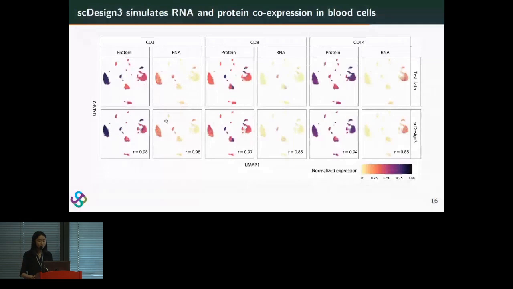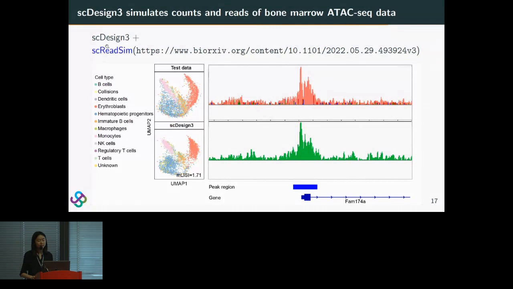Finally, another student, Guang Ao, developed this read simulator. Coupled with our scDesign3 for count simulation, it can generate sequencing reads for benchmarking low-level tools like the peak-calling tools or UMI deduplication tools. This one shows that for single-cell ATAC-seq, we can mimic the counts well, and we can also mimic the read coverage pretty well. This paper is under revision in Nature Communications, and you can see the bioRxiv here.